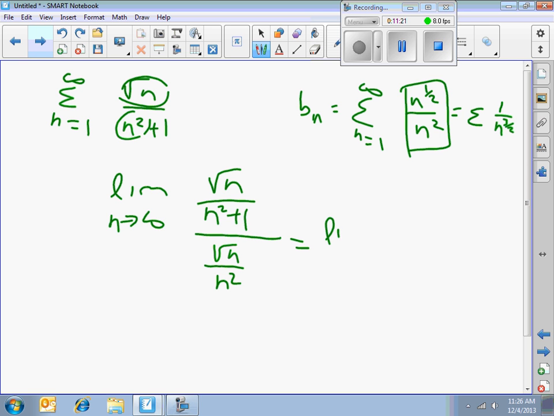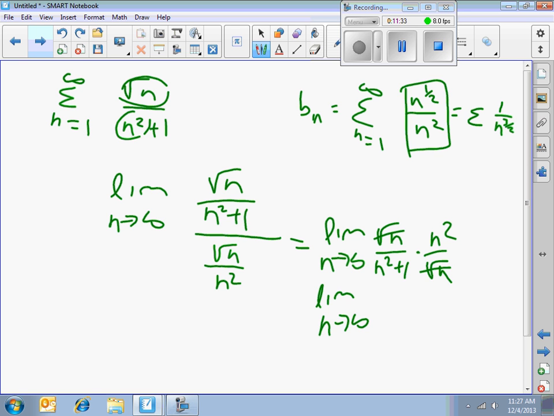Dividing by the fraction is the same as multiplying by the reciprocal. So this is square root of n over n squared plus 1 times n squared over square root of n. These cancel out. I'm evaluating the limit as n approaches infinity of n squared over n squared plus 1. Once again, they don't all work out to 1, but in this case, these two did. That is a positive number, which is what we're looking for.